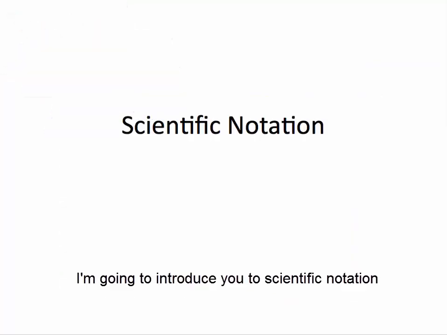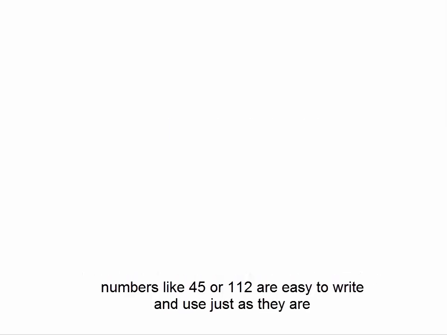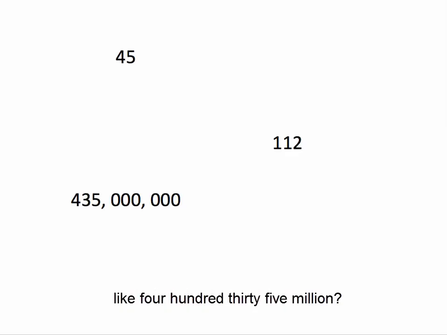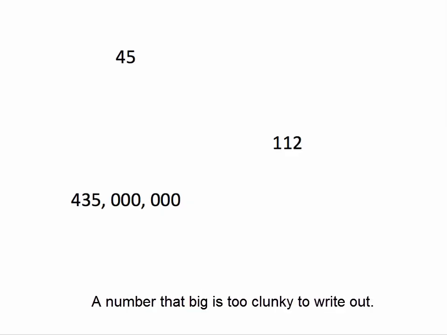I'm going to introduce you to scientific notation. Numbers like 45 or 112 are easy to write and use just as they are. But what about really big numbers like 435 million? A number that big is too clunky to write out.